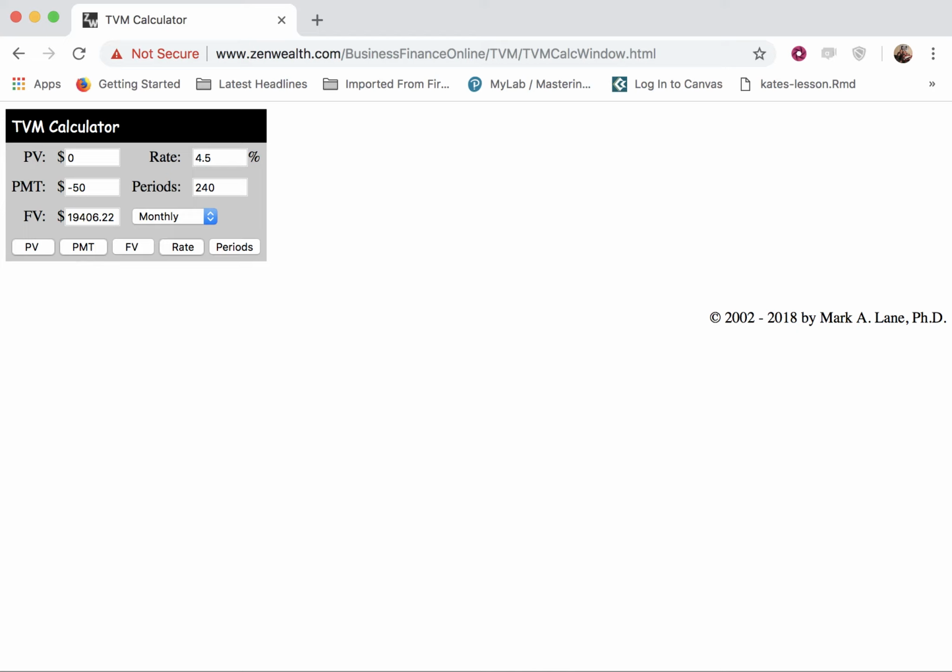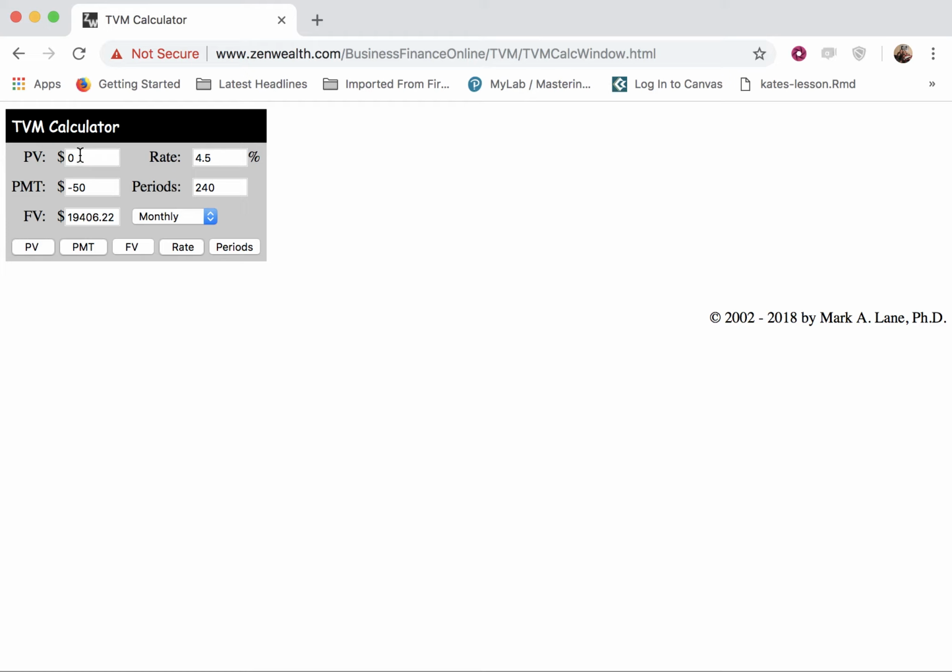If you want to find your payment instead, where you know how much you want to have in the future and you want to figure out what your payment's going to be, let's say we know we want to have $35,000 in the future. We can get an interest rate of roughly 4%, and you're going to do it for 5 years, paying quarterly.